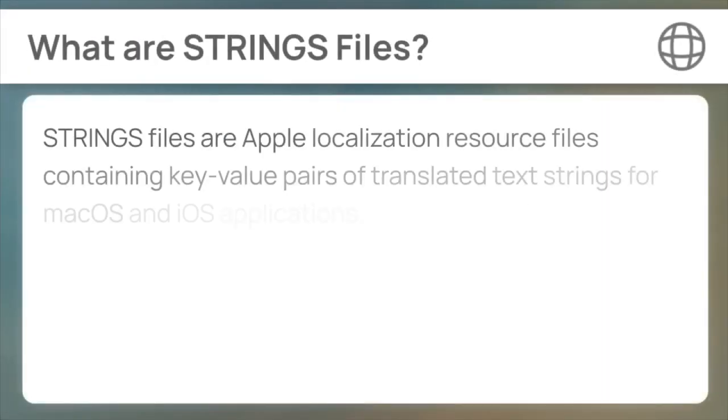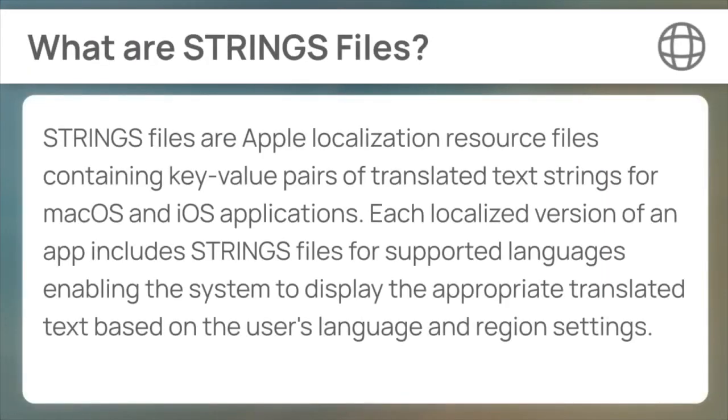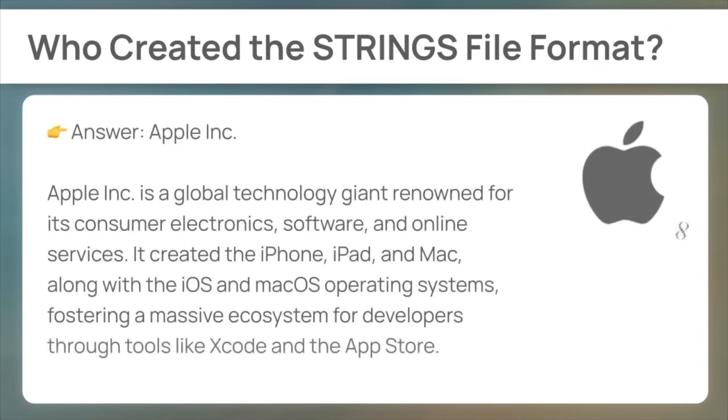Strings files are Apple localization resource files containing key value pairs of translated text strings for macOS and iOS applications. Each localized version of an app includes strings files for supported languages, enabling the system to display the appropriate translated text based on the user's language and region settings.